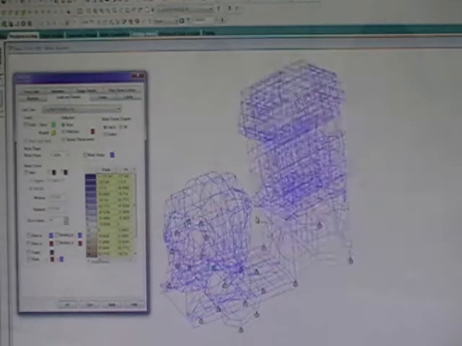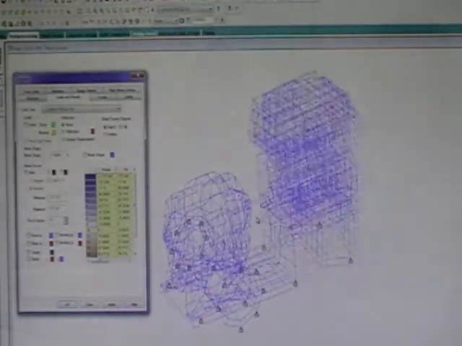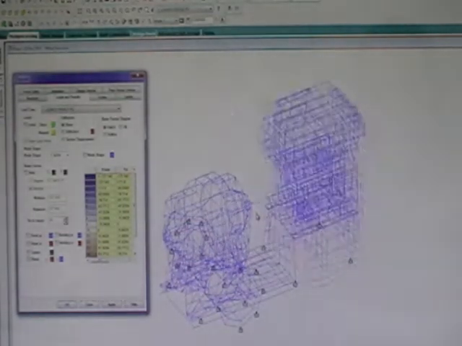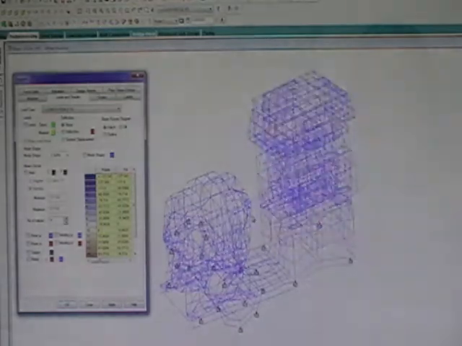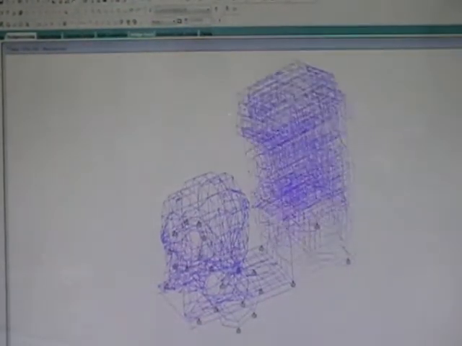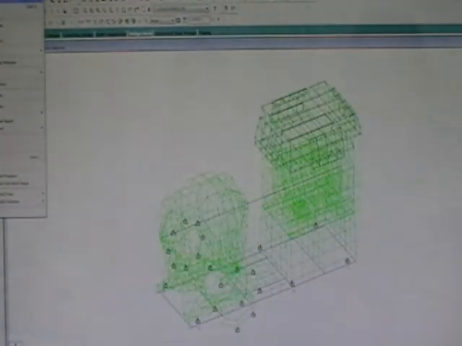This is not the end of the job, because we would then suggest solutions to move the natural frequency further away from the drive frequency. I will now close this window and we will switch over to the solutions that was also done earlier.